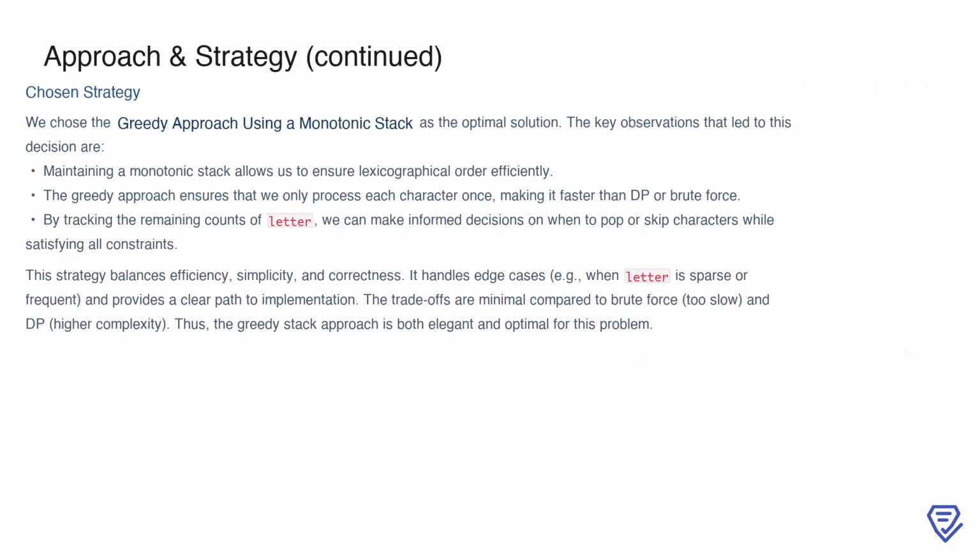The chosen strategy for this problem is the greedy approach using a monotonic stack. This method stands out because the stack naturally maintains lexicographical order, and the greedy strategy ensures we process each character only once, resulting in excellent time efficiency. By keeping track of the remaining occurrences of letter, we can make deliberate choices about when to skip or remove characters, ensuring all constraints are met.